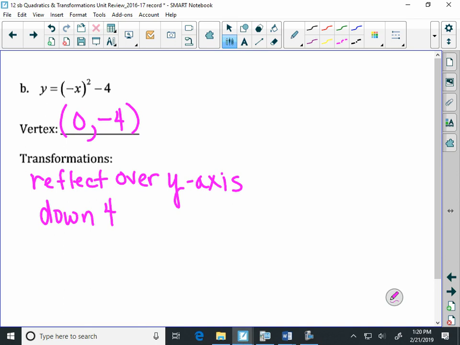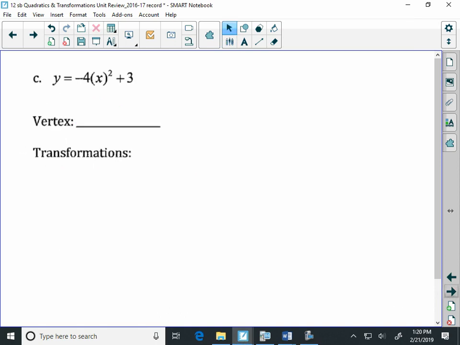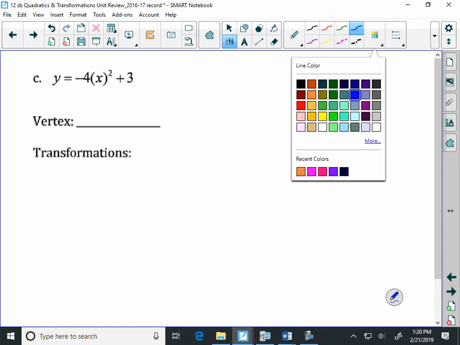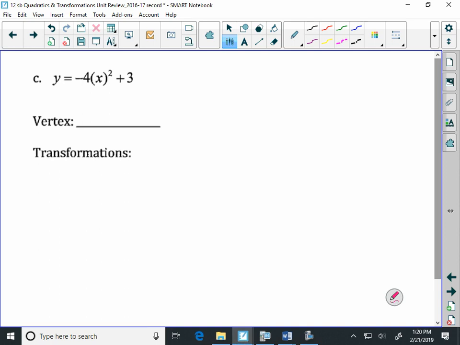Now in this particular problem, you won't be able to see the reflect over the y-axis if you type it in your calculator. But you could see the down 4, so the calculator again could be helpful conceivably to you. And letter C, well, same idea here. There's nothing added or subtracted inside the parentheses to the x. So we're going to have a 0, and then we have the 3.